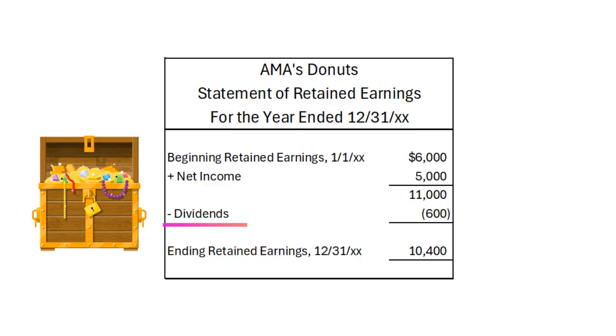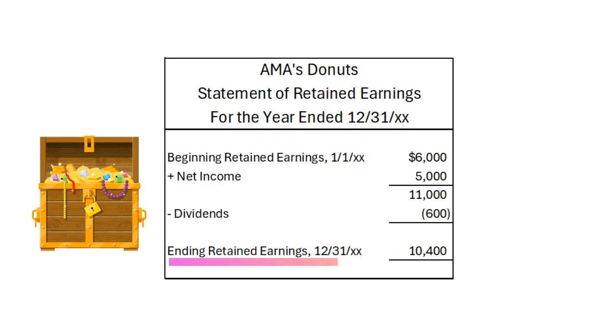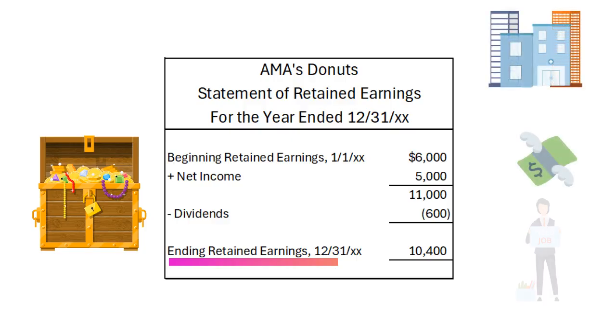Dividends are when a company pays out some of its profits to their shareholders. Companies don't have to pay out dividends, but if they do, it's like they're sharing the wealth or rewarding their owners. That leaves us with ending retained earnings. These are the earnings that we held on to and kept in the company to grow, pay off debt, hire new employees, or help us meet future goals.